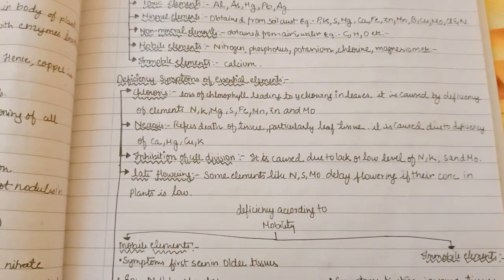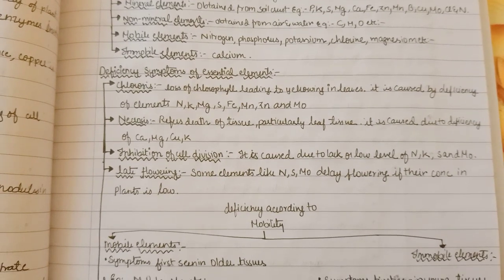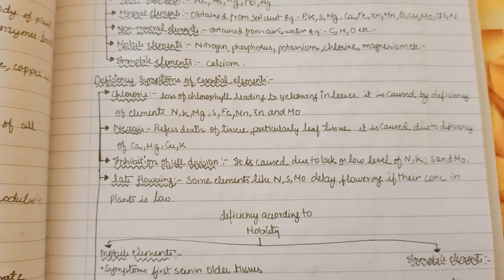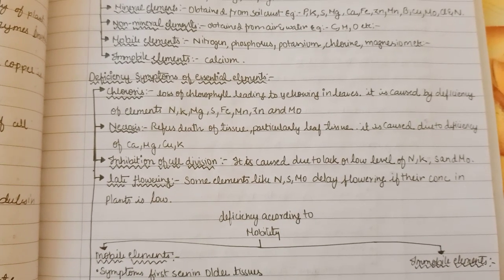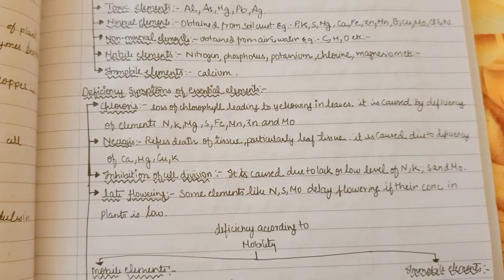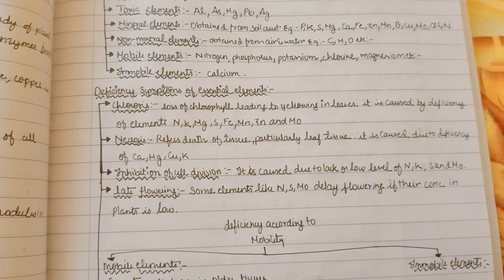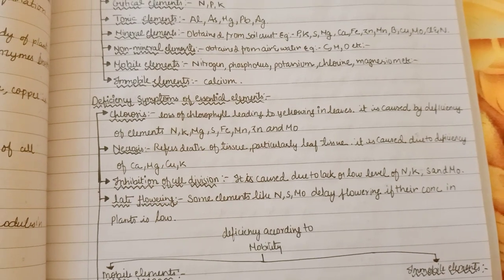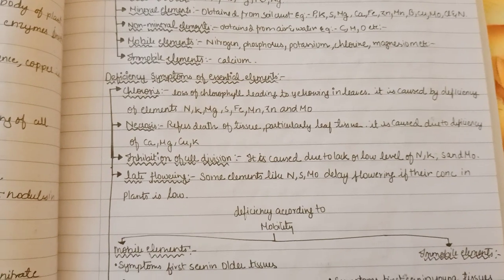Now deficiency symptoms of essential elements. First is chlorosis. It is loss of chlorophyll leading to yellowing in leaves. It is caused by deficiency of elements nitrogen, potassium, magnesium, sulfur, iron, manganese, zinc and molybdenum. Then necrosis, it refers to death of tissue, particularly leaf tissue. It is caused due to deficiency of calcium, magnesium, copper and potassium.